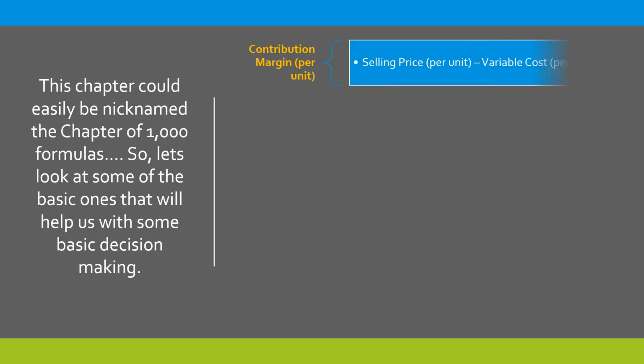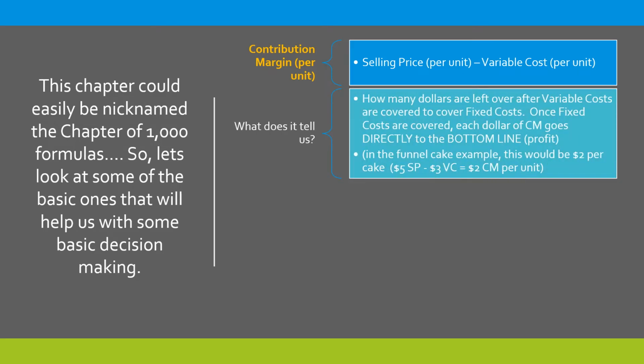So contribution margin per unit is selling price per unit minus variable cost per unit. What does it tell us? Well, it tells us how many dollars are left over after I cover my cost to start covering my fixed cost. Once I cover all my fixed costs, which remember are constant in total, then every dollar of contribution margin after break even goes directly towards profit. So in our funnel cake example, we had selling price of $5, variable cost of $3 per unit, so our contribution margin was $2 per unit.